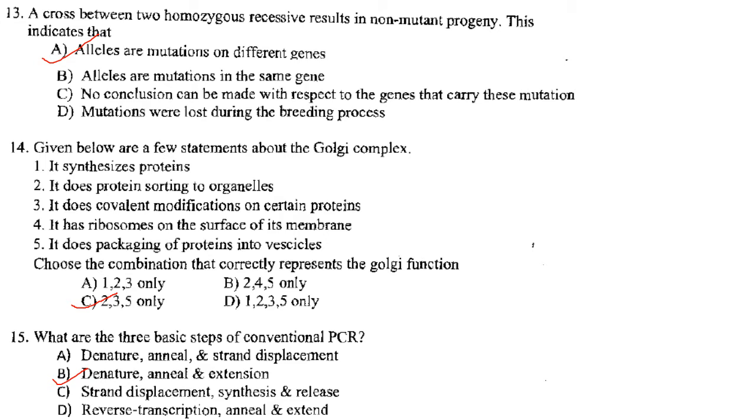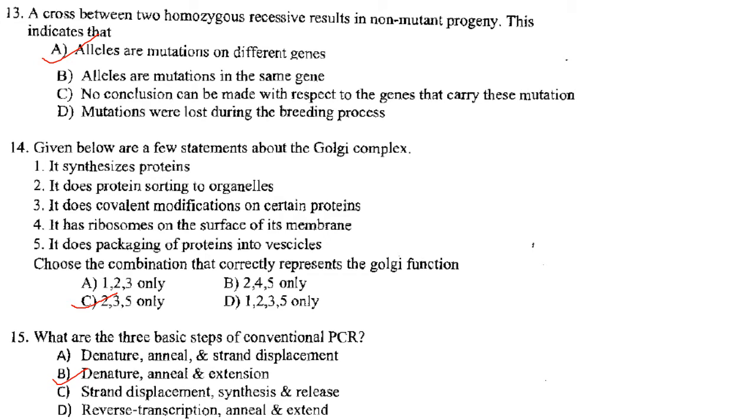Okay, now coming to the others. It does protein sorting to organelles. That of course it does. It does covalent modification on certain proteins. Yes. It has ribosomes on the surface of its membrane. It doesn't have ribosomes. Only the endoplasmic reticulum has ribosomes. It does packaging of protein into vesicles. That is also correct. So the answer here as per me is 2, 3 and 5. But as per the answer key, 1 is also included and it is option D, that is 1, 2, 3 and 5 is correct.